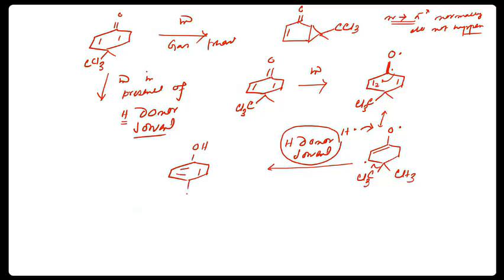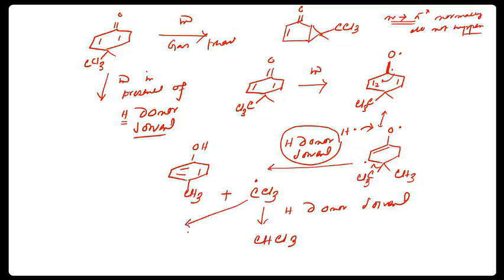OH plus CH3 plus, in the system we will have CCl3 dot. In the presence of H donor solvent, it is going to produce CHCl3. Another way is that CCl3 dot can dimerize to produce CCl3CCl3. The thing that we should keep in mind is that it is in gas phase.